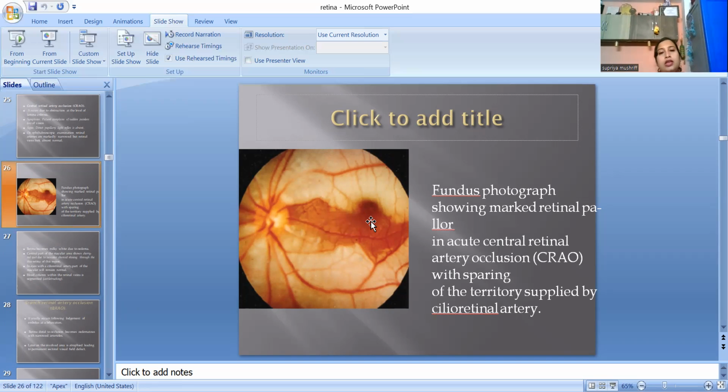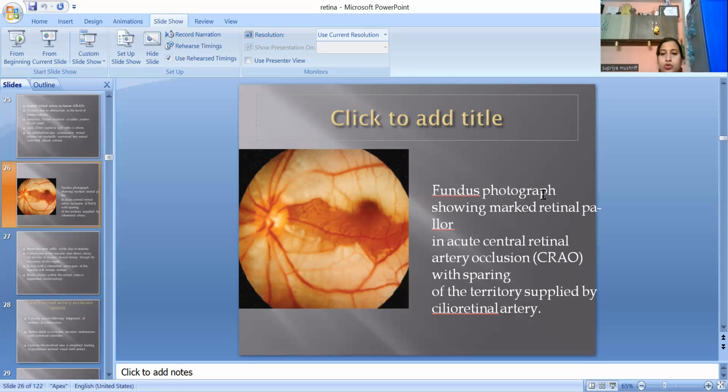So if a patient without a cilioretinal artery has CRAO, the whole retina will appear pale, only the macula will appear red, and it will cause permanent loss of vision because there will be ischemia of the macula also. But if your patient has a cilioretinal artery, the macula will not undergo ischemia while the rest of the retina will, hence visual acuity will be preserved. So this is that type of example.